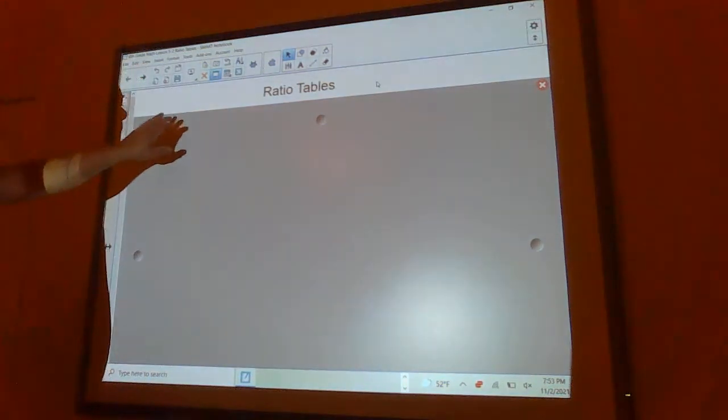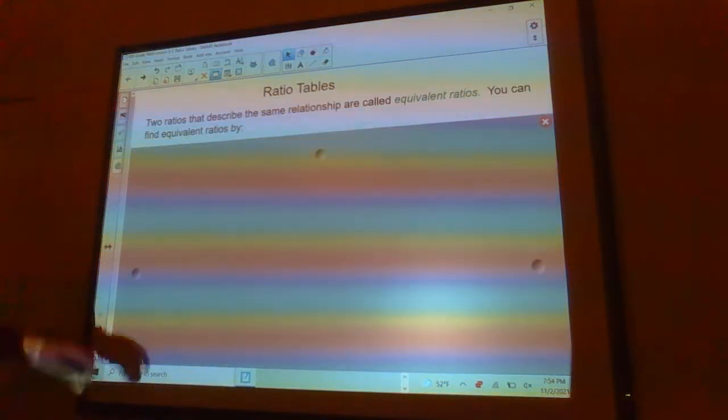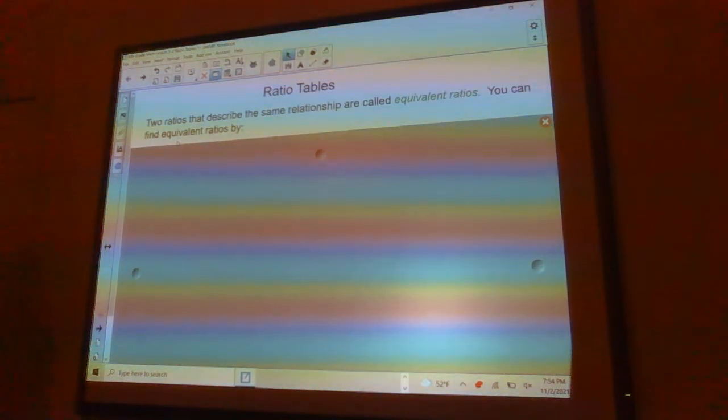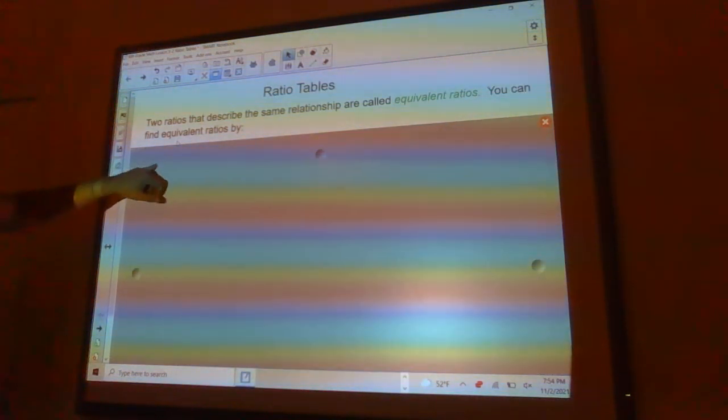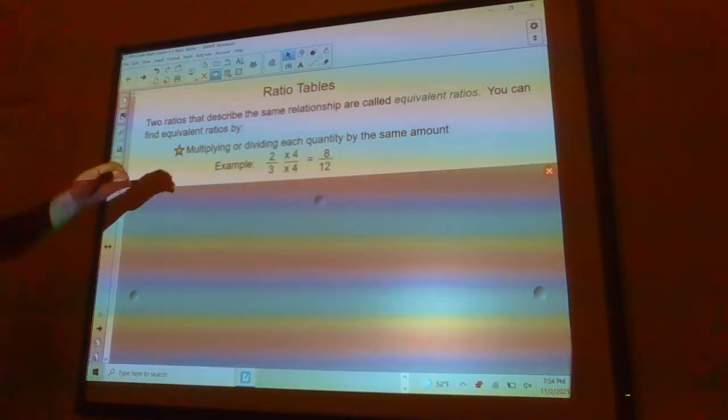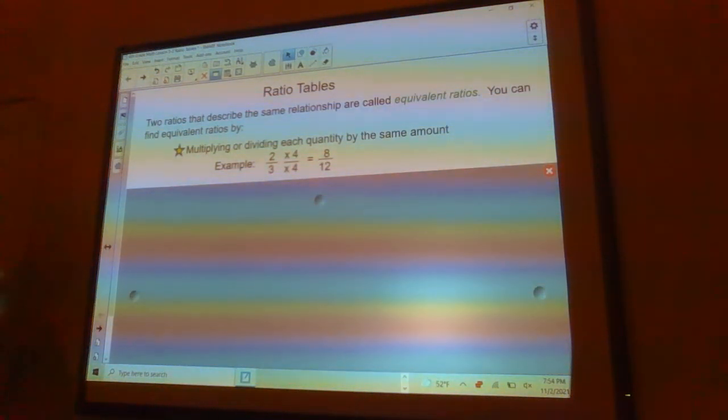Hey guys, today we're going to talk about ratio tables. Two ratios that describe the same relationship are called equivalent ratios. You can find an equivalent ratio by multiplying or dividing each quantity by the same amount. This is usually the way that I do it. I think this is the easiest way.